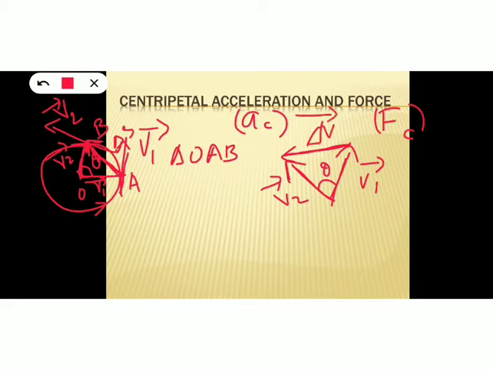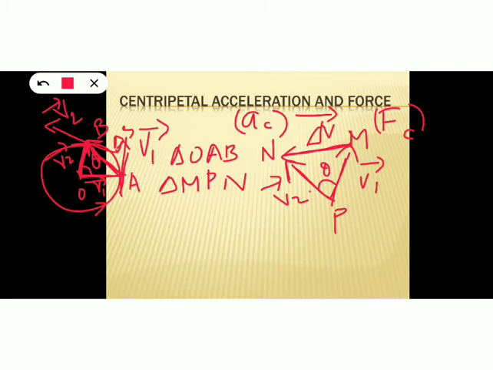Here also we can see a triangle, and let this triangle be PMN. So from this figure we can see that triangle OAB and triangle MPN are similar. This is one triangle, triangle OAB, and another triangle is triangle MPN. Both the triangles are similar.